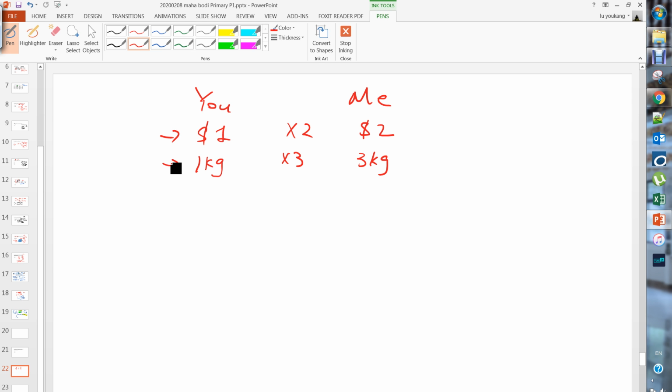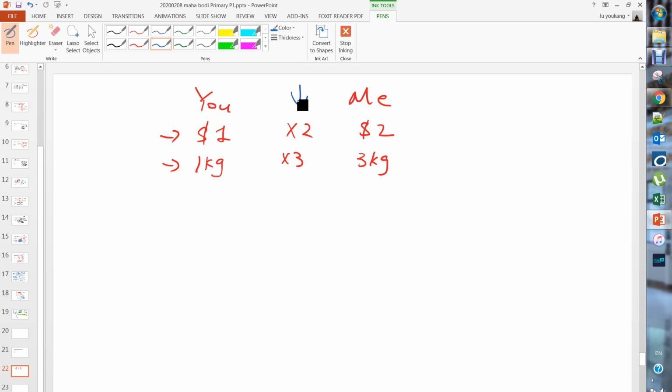In the past we always talked about values, right? $1, 1 kilogram, 100 milliliters. So basically you are given a value. What's a value? A value is a number like 1, 2, 3. Over here is how much more I have compared to you. If it's 2 times, it's times 2. If it's 3 times, you times 3.